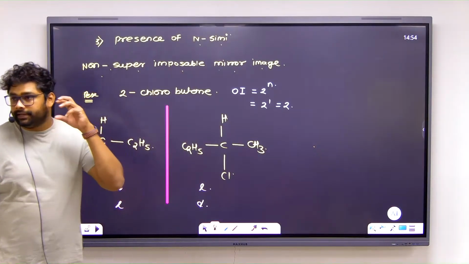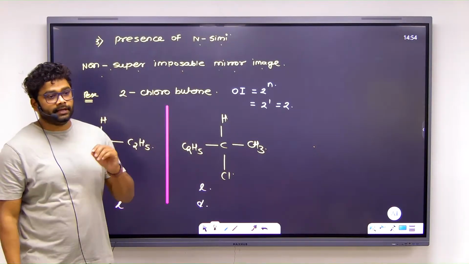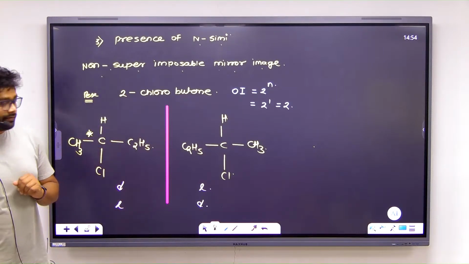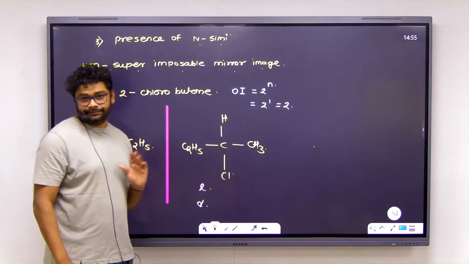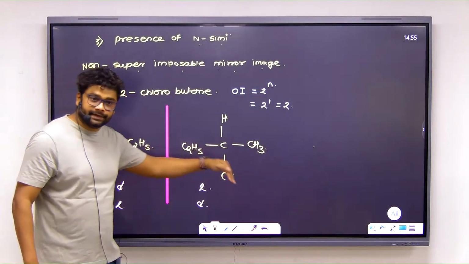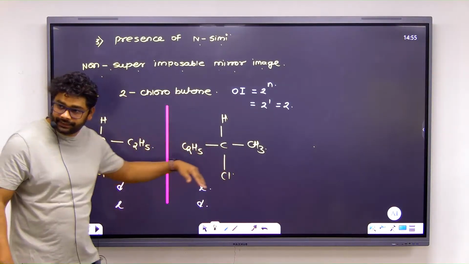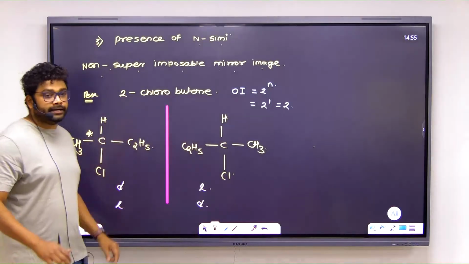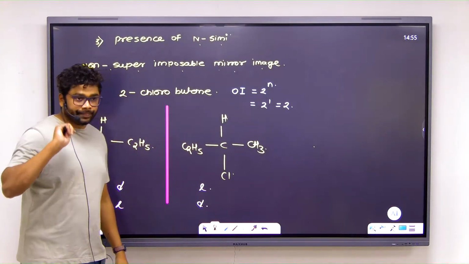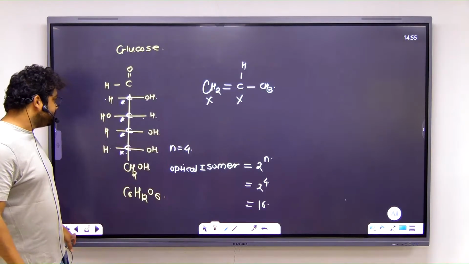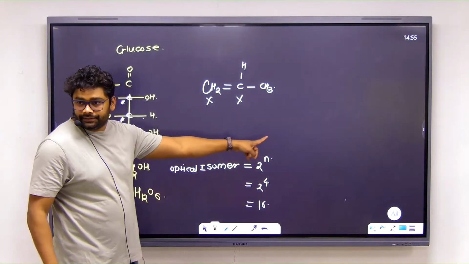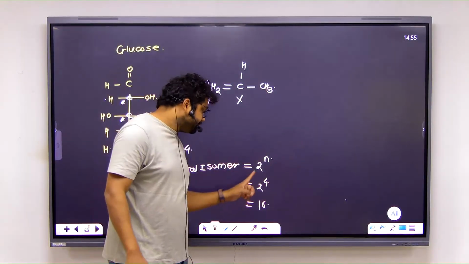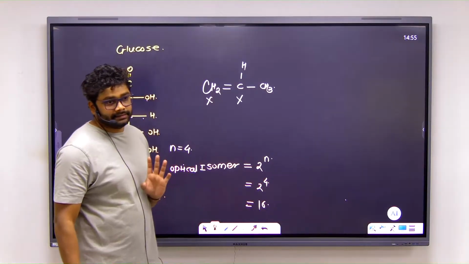You can be confident only with the experiment. You cannot say right now which is dextro. If this one is dextro, this one is levo. If this one is levo, this one is dextro. For one chiral center, how many isomers? 2. So for 4 chiral centers, how many optical isomers? 2 raised to n means 2 raised to 4. How much is it? 16.